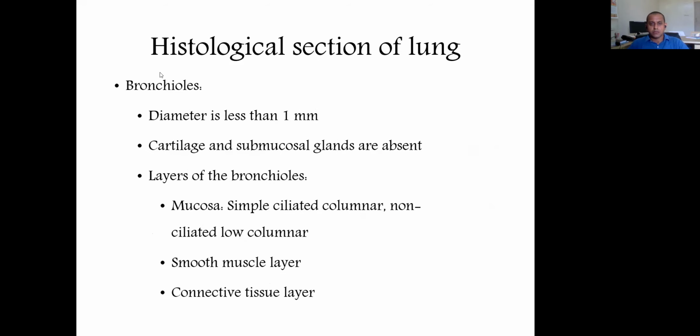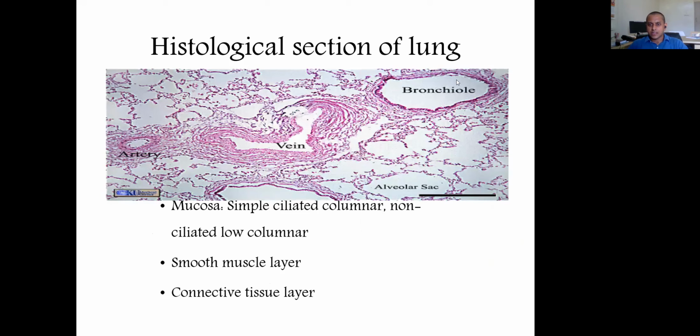Let us now study the bronchiole. I said the bronchus divides further to reduce in diameter. So it gets reduced to a diameter of 1 mm. So when you see a diameter less than 1 mm, it's a bronchiole. The prominent feature is that the cartilage is absent. So here you can see this is a bronchiole. You may not see any cartilage or the glands here, right?